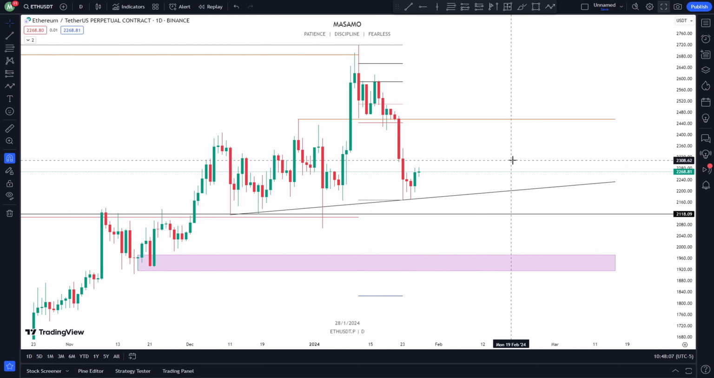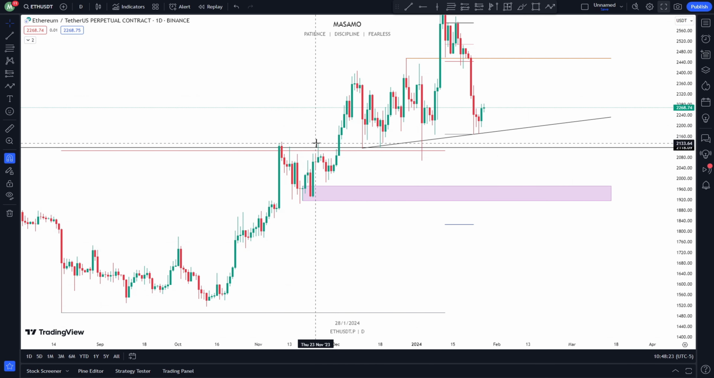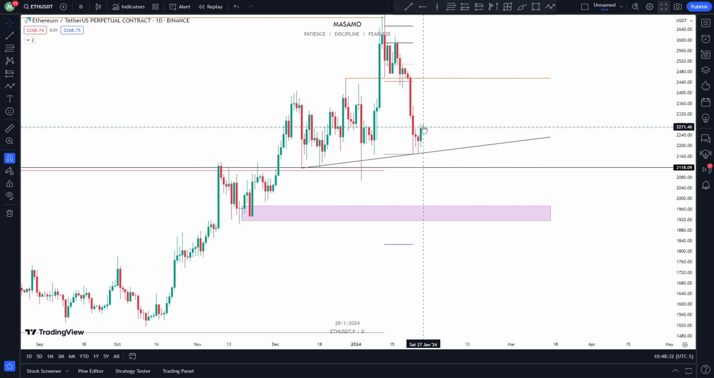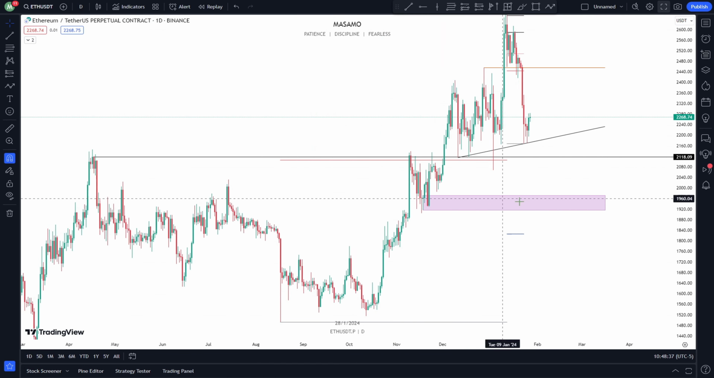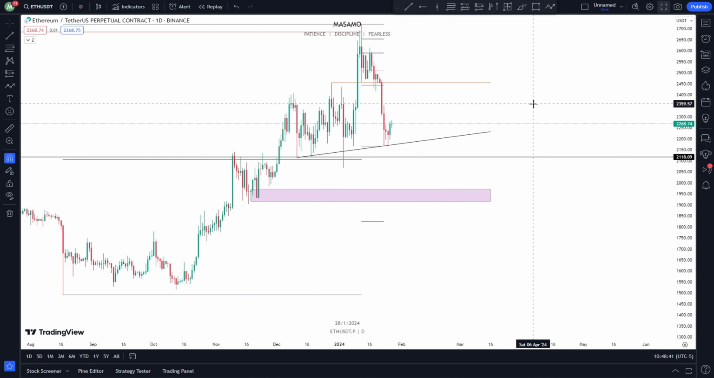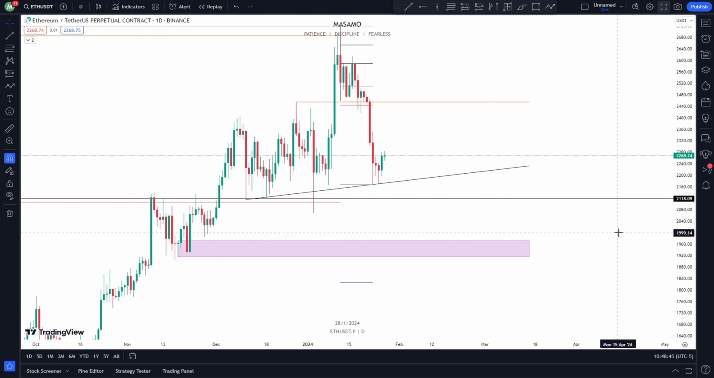So first we reacted as a rejection, the first rejection here, second rejection, then we broke it, worked as support once, twice, and third time right here. So we had a 3 touch on this support area, and I think we can have another touch as well. So we also tapped into an equilibrium, which is measured from here to here. So yeah, it's quite a good point.